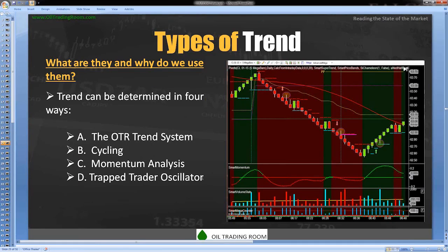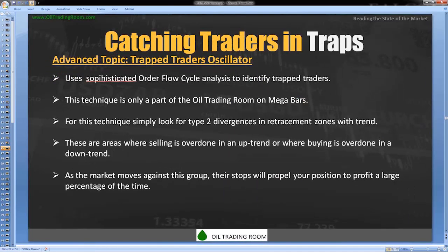The trap trader oscillator tells you that there's trap traders, and I think we're going to cover that. Yeah, we're going to cover it right here. I'm not going to try and pronounce that word that I wrote there in the first sentence. It uses sophisticated order flow analysis to identify trap traders.